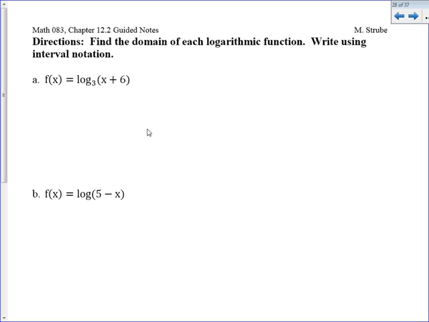So logs fall under that rule. Some of them, like exponentials, domains are always the same. Quadratics, domains are always the same. When we had rationals, we had a trouble area: you cannot have the denominator equal to 0, and that would give us our domain. When we had square roots, what was our trouble area? Well, what had to be true about the radicand? It couldn't be negative. So we take the radicand and set it greater than or equal to 0.